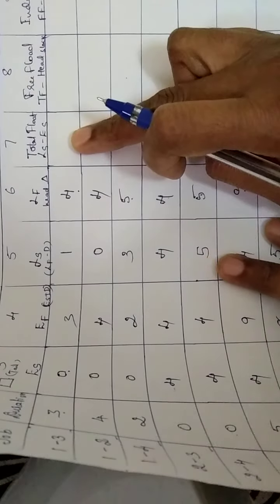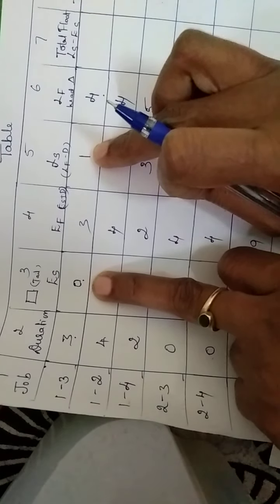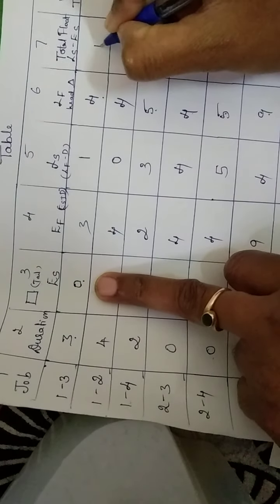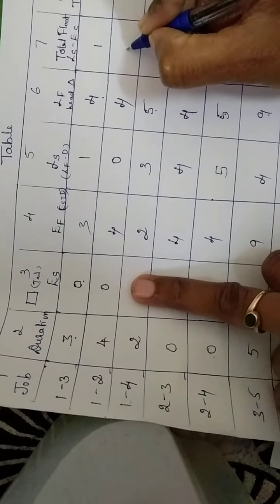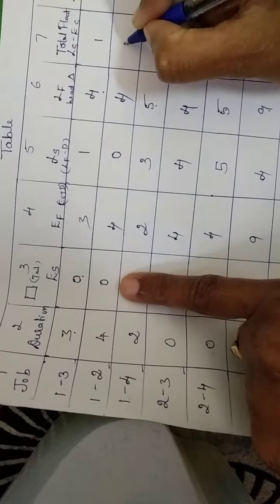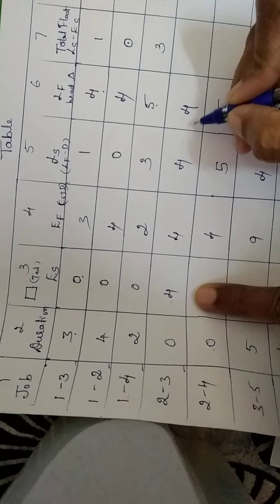Now the total float is LS minus ES. So here I have to take LS minus ES. So it is 1 minus 0 is 1. So 0 minus 0 is 0. Then 3 minus 0 is 3. 4 minus 4 is 0. 5 minus 4 is 1. 4 minus 4 is 0. Then 5 minus 4 is 1. So this is how I arrive at the total float.